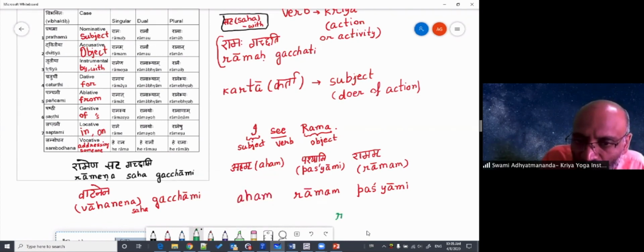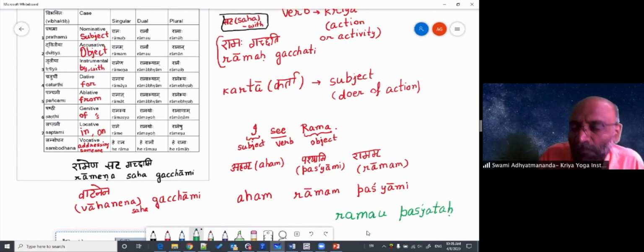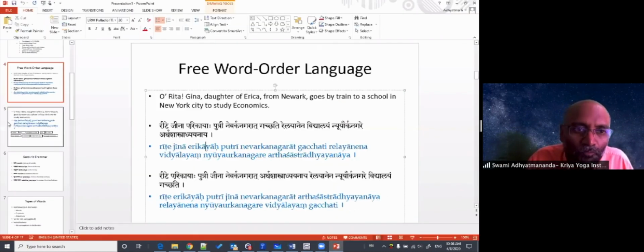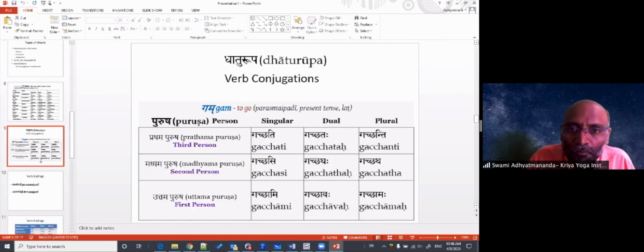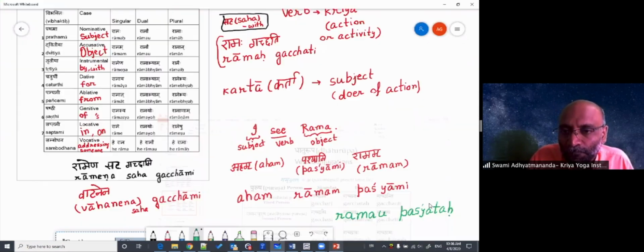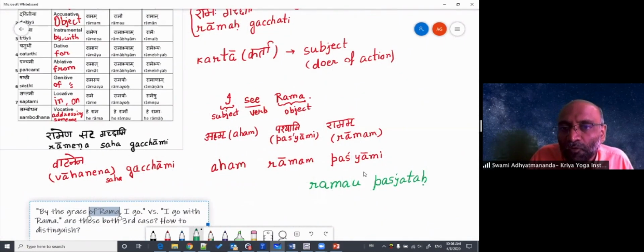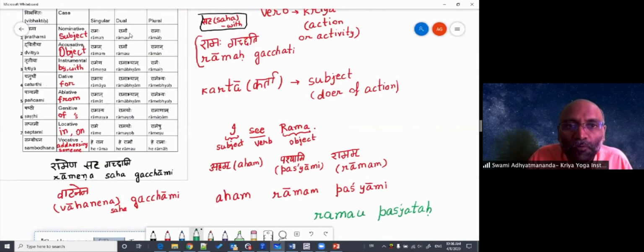So here I'm using Ramau Pashyataha. Here you see what is happening. If I go to my verb forms, this Gacchataha. Gacchata is the dual form, third person. Same way it is Pashyataha. Ramau Pashyataha. It's a dual form, and I'm using the dual form of the noun.